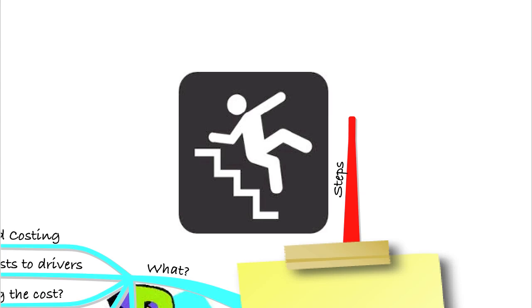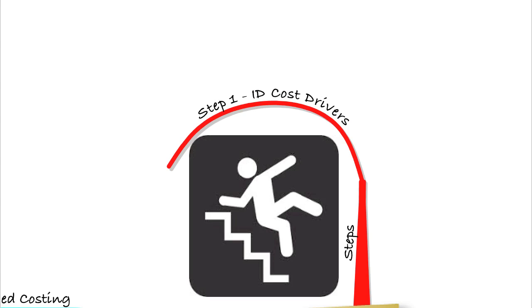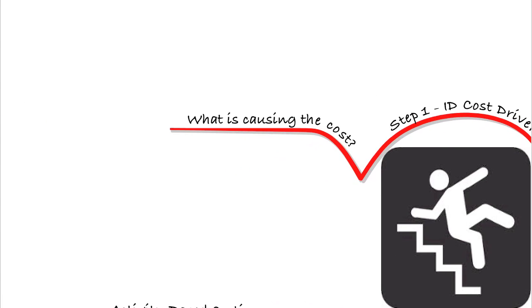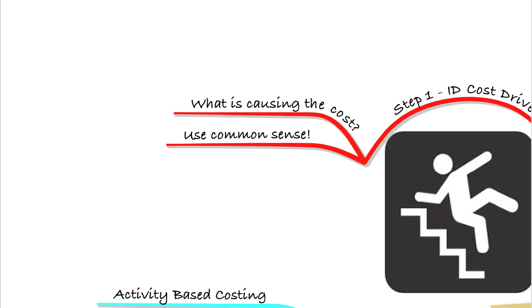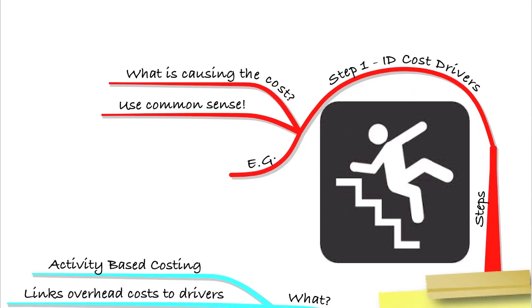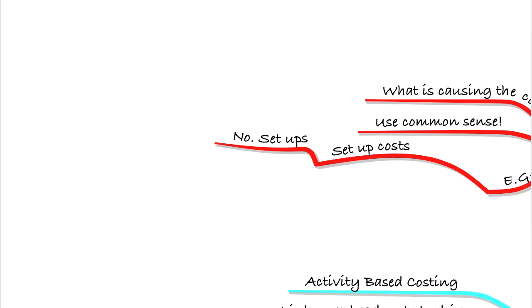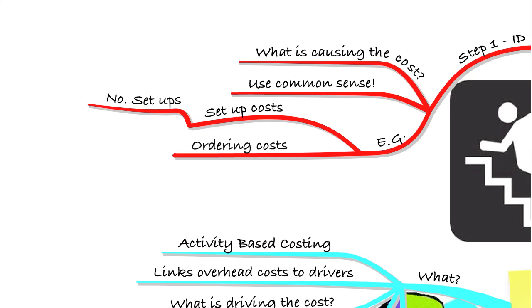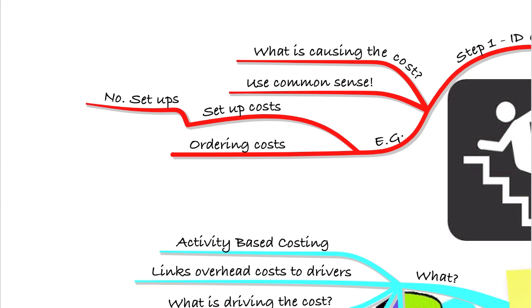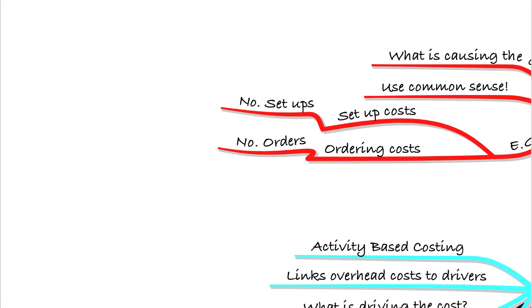The first step is to identify your cost drivers. This is very simple, really. What we ask ourselves is, what is causing the cost? So what element do we have in the production that is causing the cost? Really, there's no solution to this other than using common sense. So for example, if we had setup costs, well, what is causing that cost? Well, that's pretty straightforward. The number of setups would most likely cause that cost. What about ordering costs? Well, again, pretty simple. The number of orders would probably be the thing that is driving that cost or causing that cost.